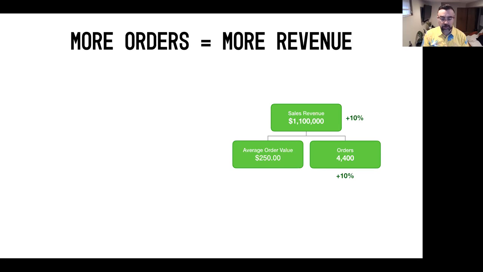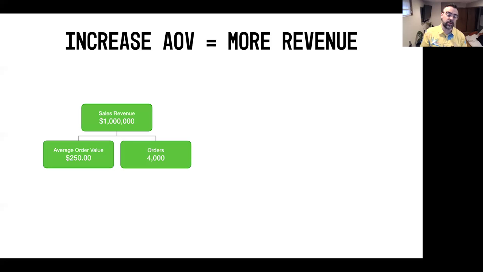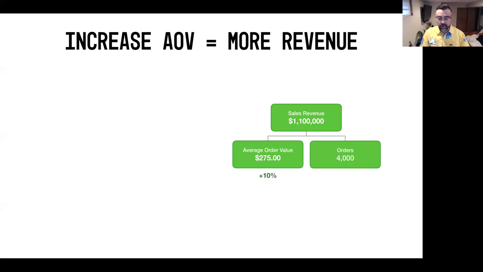Similarly, let's say we increase your average order value by 10%. If we take that $250 and increase it by 10%, it's going to do the same math as the equation we just looked at, where it goes up 10% for you. So $275 now in your average order value, and that'll give you that same 10% on your top line of $1.1 million, or basically another $100,000.